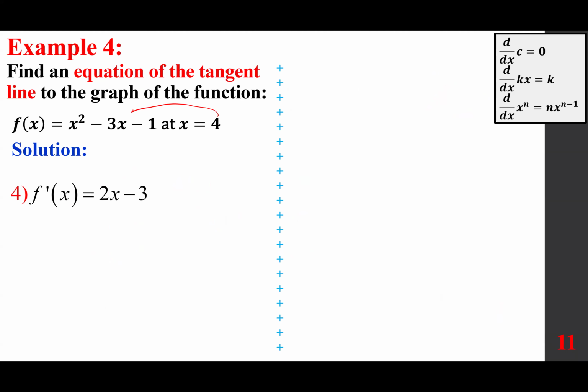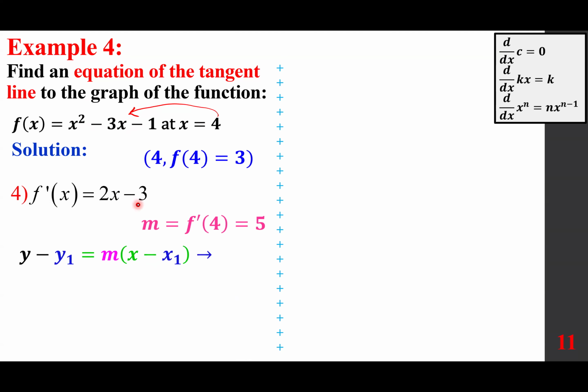If I plug into this one, 4 squared is 16. 3 times 4 is 12. 16 minus 12, 4 minus 1 is 3. That is the pair x comma y. If I plug it in here, 4 times 2, 8 minus 3 is 5. That is the slope. And I'm going to use the point slope form rather than memorizing the formula, you can go with that.